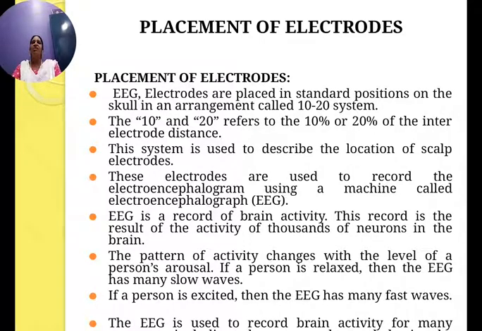So EEG is a record of the brain activity. This record is a result of thousands of neurons in the brain. The pattern of activity changes with the level of the person's arousal. If a person is relaxed, then the EEG pattern may be very slow waves. If the person is excited, the EEG pattern may have fast waves. EEG is used to record brain activity for many purposes, including sleep research, and to help in diagnosis of brain disorders such as epilepsy.